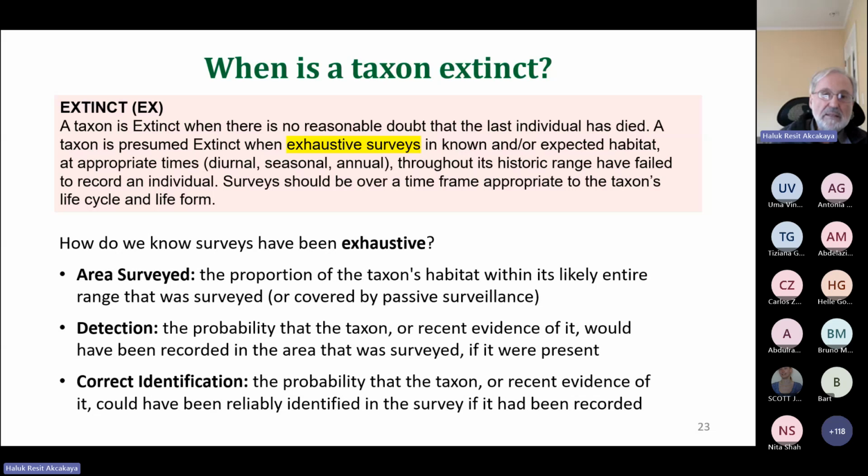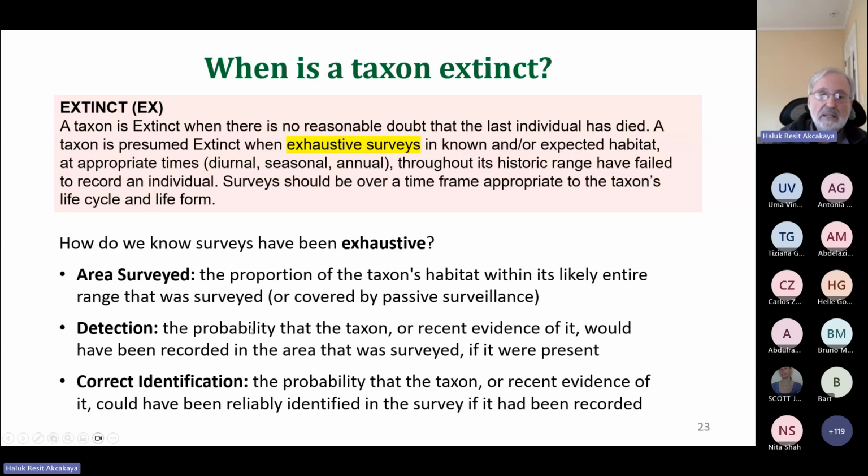A taxon is presumed extinct when exhaustive surveys in known and expected habitat at appropriate times have failed to record an individual. So really the critical part of the process of determining when a species is extinct is whether the surveys have been exhaustive or not, right? Just not seeing a species for, let's say, 10 years or even 50 years is not sufficient to call it extinct, because if you have not looked for that species at all, then you don't know whether it's extinct or not. So how do we know when the surveys have been exhaustive?